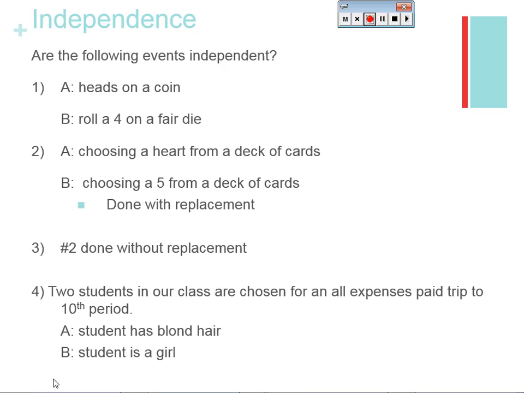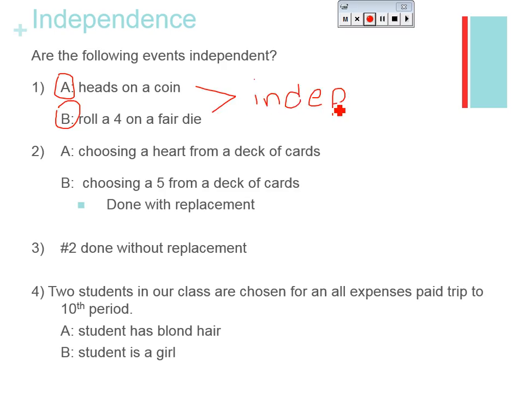Remember, when we're talking about independence, we're talking about, does the probability of one of these two things happening have an impact on the other? Since flipping a coin has no impact on the probability when you roll a die, we would say that these two events are in fact independent.